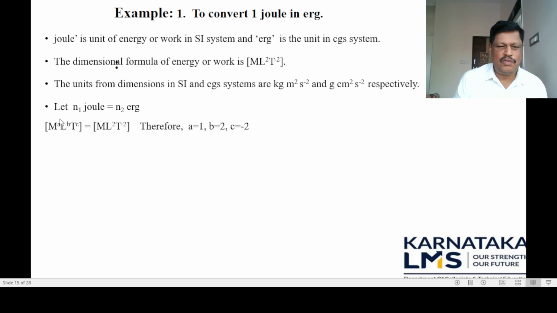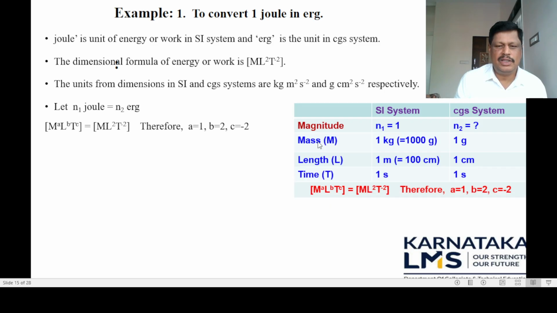Here M to the power of A, M to the power of 1, so A is equal to 1. L to the power of B and here L square, so B is equal to 2. Here T to the power of C and T to the power of minus 2, so C is equal to minus 2. Using these dimensional equations, we get the powers A is equal to 1, B is equal to 2 and C is equal to minus 2. So in the table, we can give all this for units of mass, length and time in SI system and CGS system.